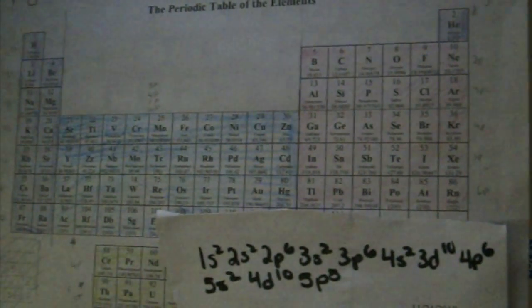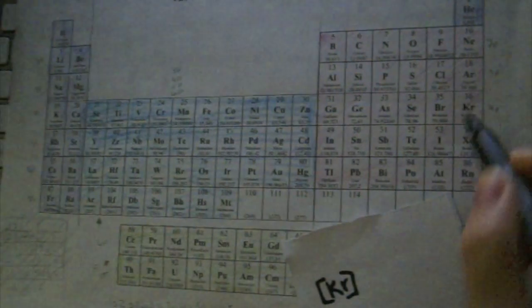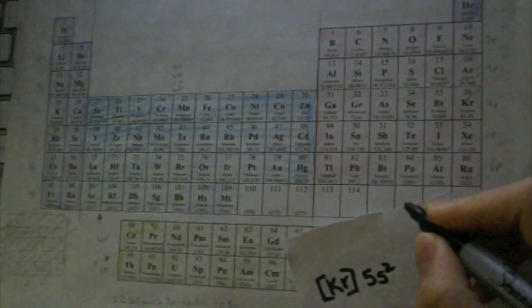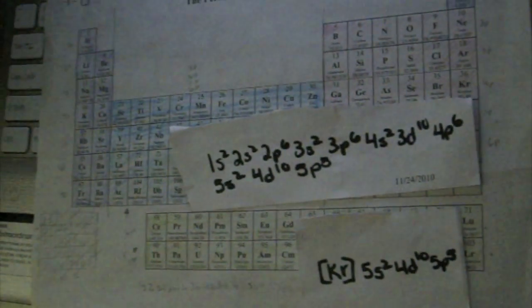So this may look long, so I'm going to show you the quicker way. Start from the noble gases. Iodine is right here, so I will start with Kr. Then move on here, so it'll be 5s2, then 4d10, then 5p5. That's a quicker way because everything from hydrogen to Kr is the same thing, just a shorter version.